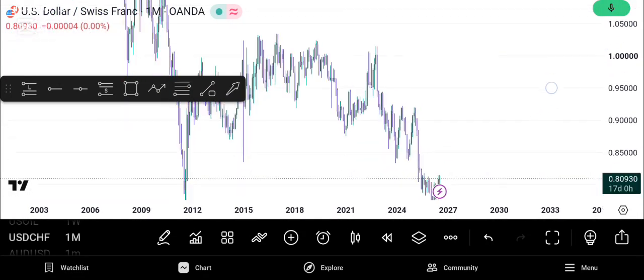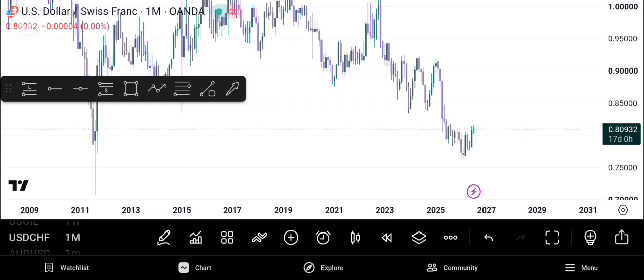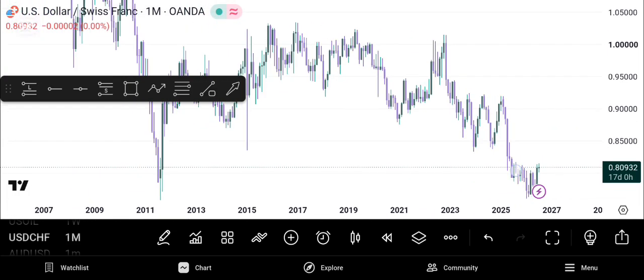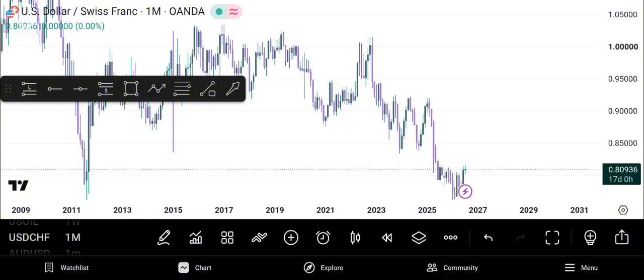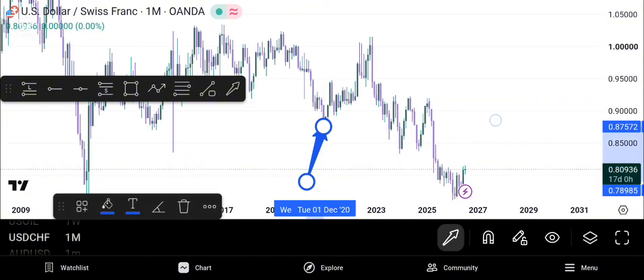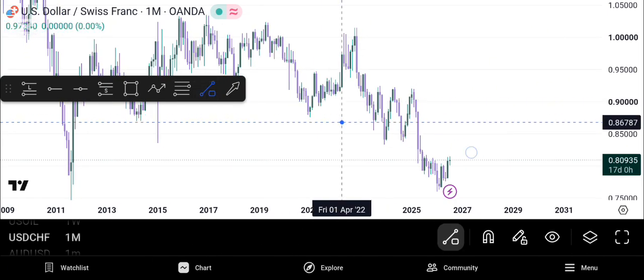So let's analyze USDCHF. I'll be starting from the monthly time frame, looking at what the chart has been doing. From the monthly time frame, we can see that price has been falling from 2021. When I talk about 2021, I mean from here. You can see that price has been falling massively, giving us break of structures like this. This is from the monthly time frame.